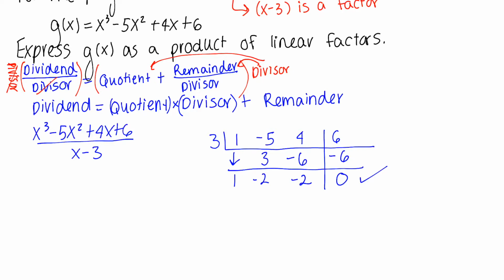Now, this is the remainder. And we can get the quotient from this. So the quotient is starting 1 degree less than the dividend: x squared minus 2x minus 2.